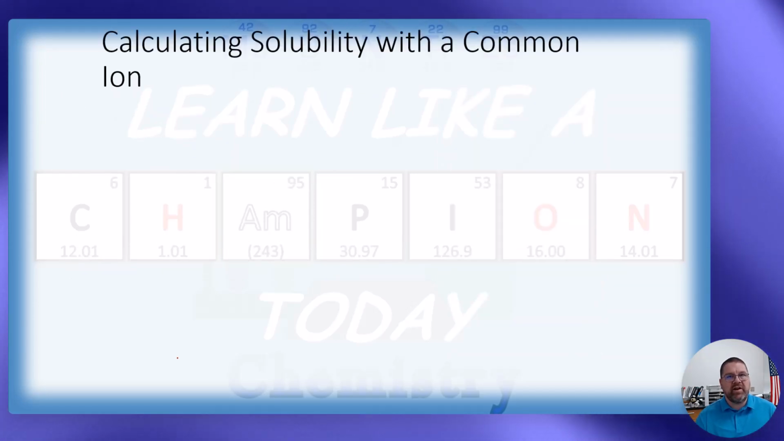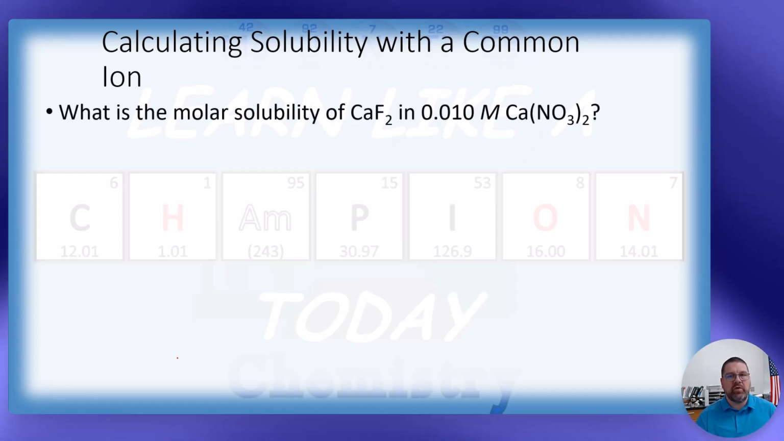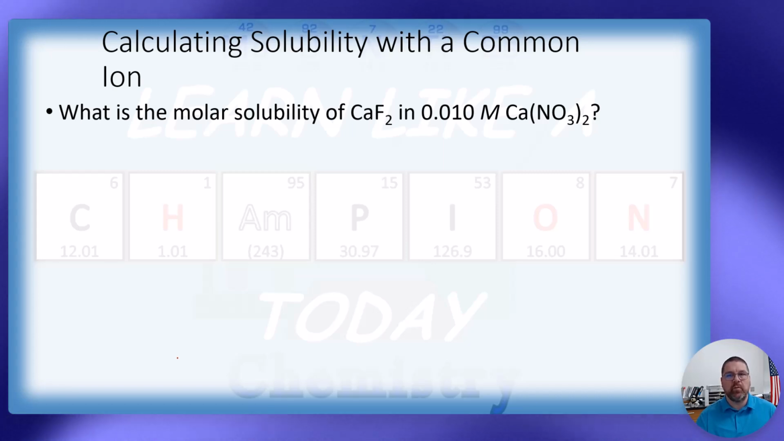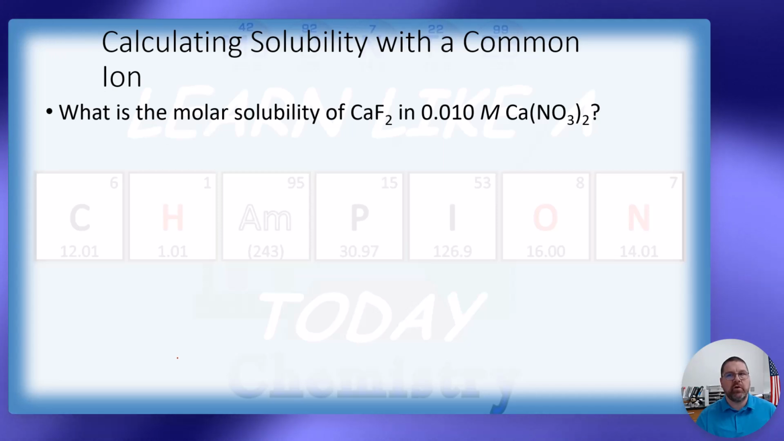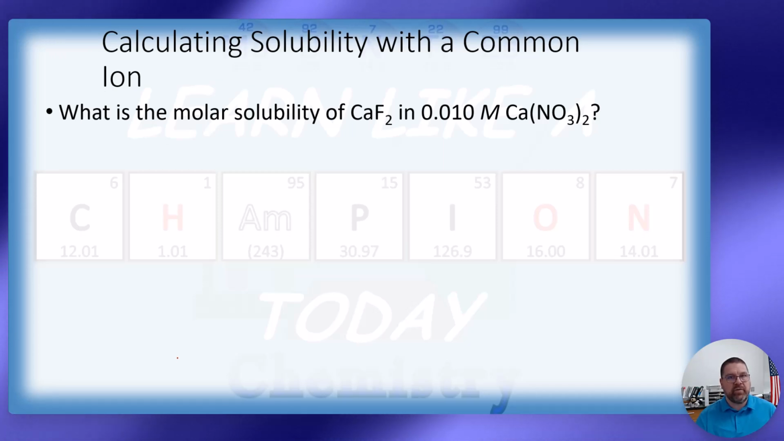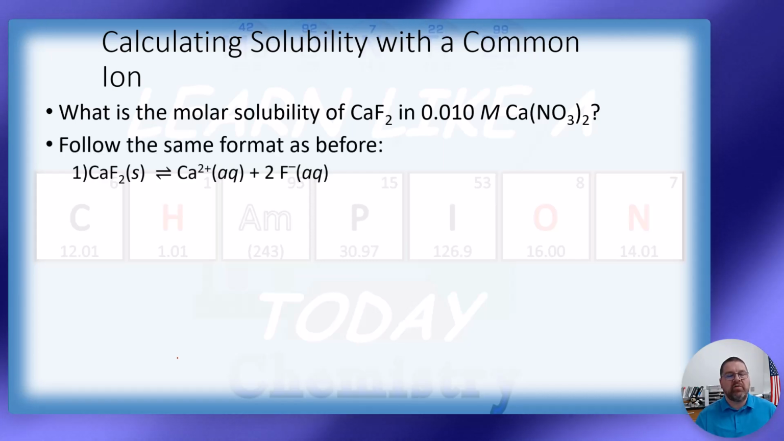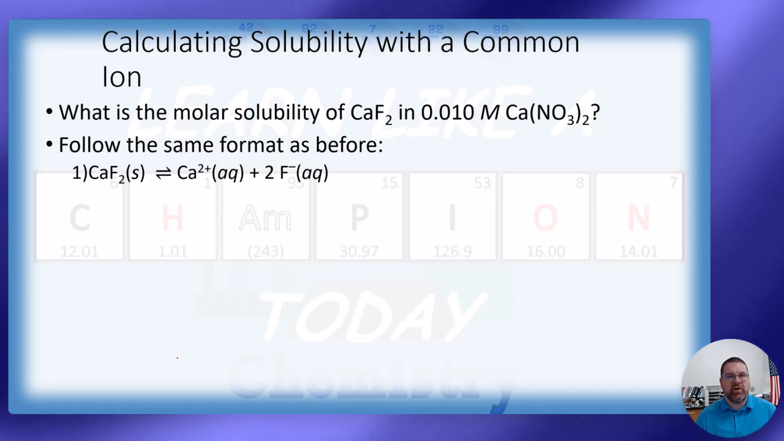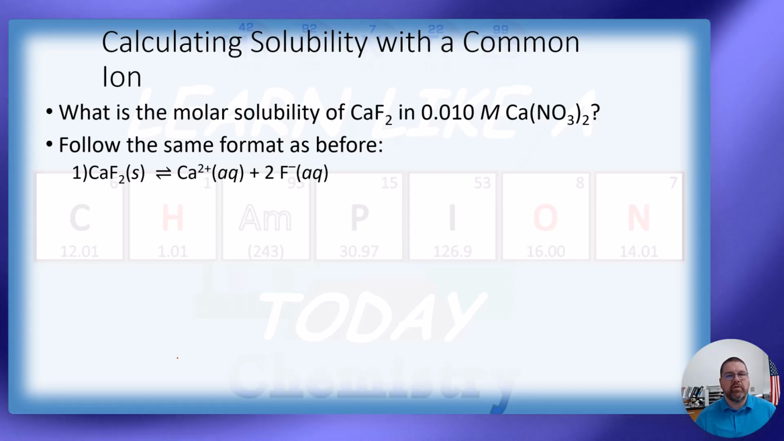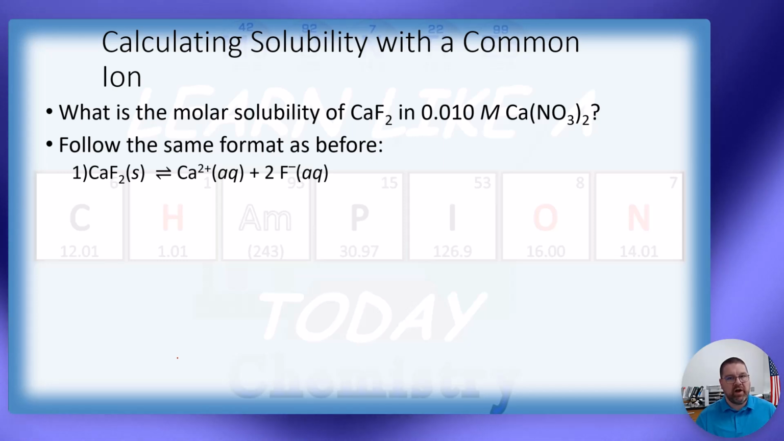So calculating solubility when a common ion is present is very similar to what we've done with our RICE tables before. We start off with the question: what is the molar solubility of calcium fluoride in a solution that is 0.010 molar calcium nitrate? If we write the expression for calcium fluoride, when calcium fluoride is introduced into water, it quickly comes to an equilibrium where the solid is favored, but there is a little bit of calcium ion and two fluoride ions.